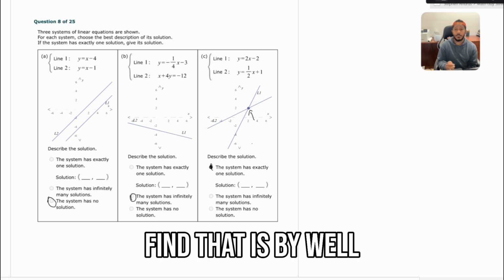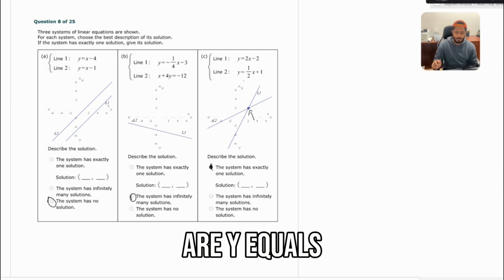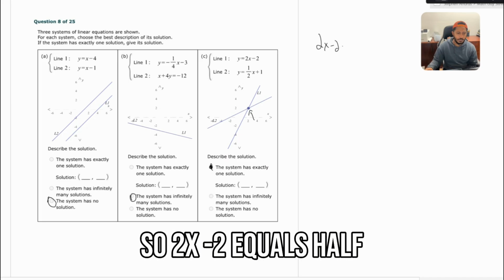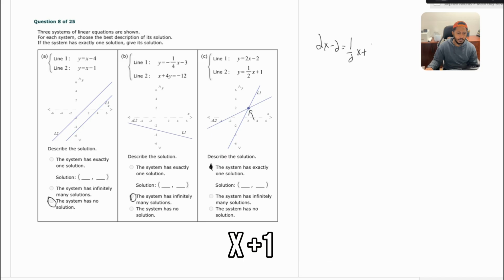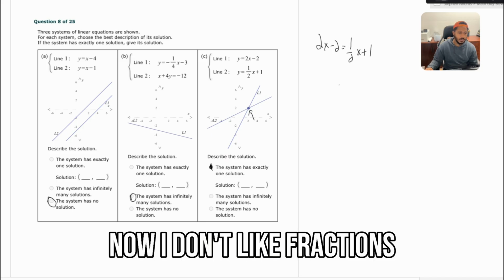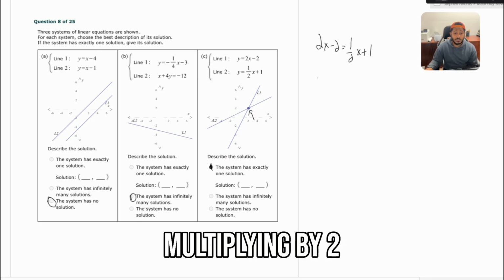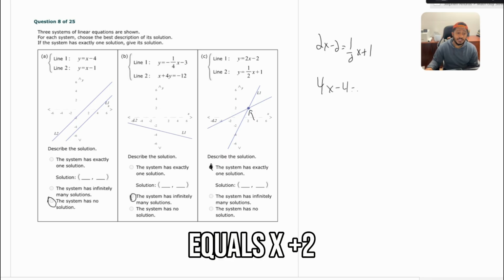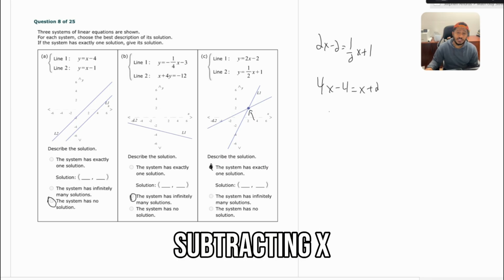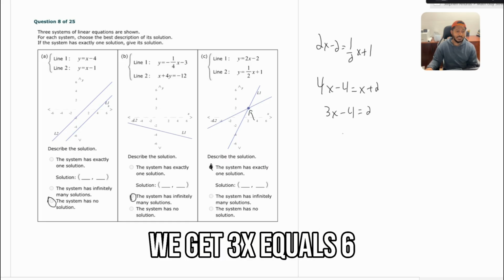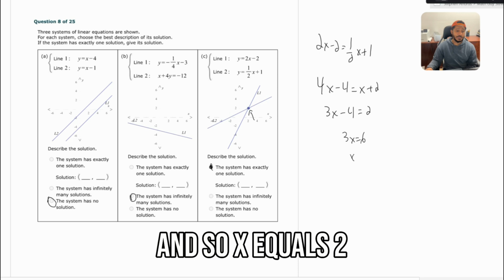And so how we find that is by, well, since both of them are y equals, we can find the x coordinate by just setting them equal to each other. So 2x minus 2 equals half x plus 1, and now solving for x. Okay, now I don't like fractions, so let's get rid of them in the first step. Multiplying by the LCD, multiplying by 2, we get 4x minus 4 equals x plus 2. Subtracting x, we get 3x minus 4 equals 2. Adding 4, we get 3x equals 6, and so x equals 2.